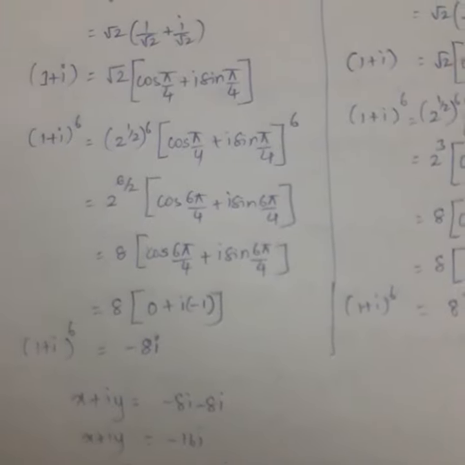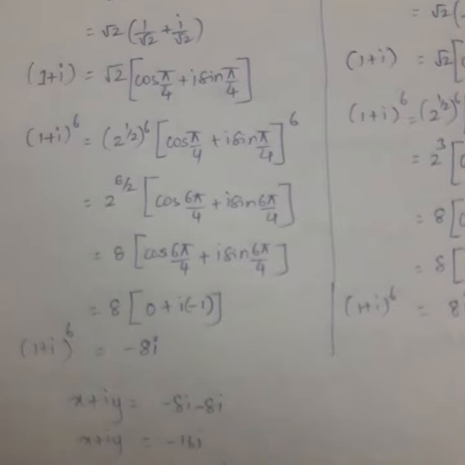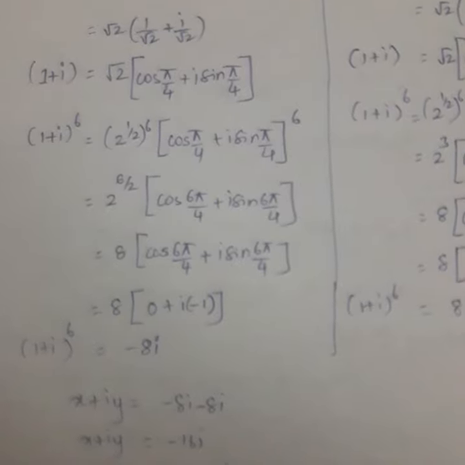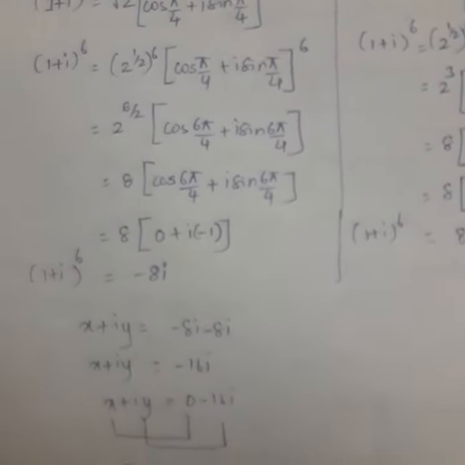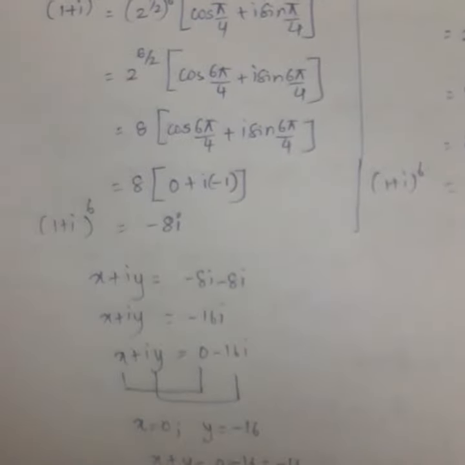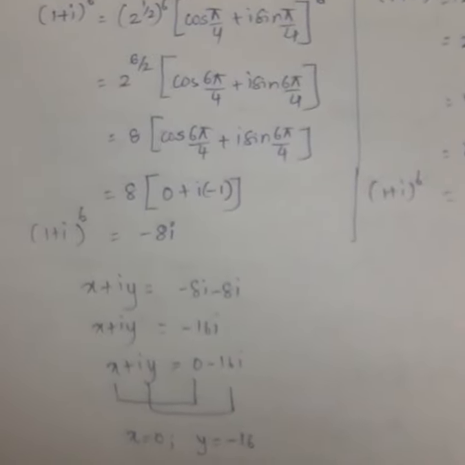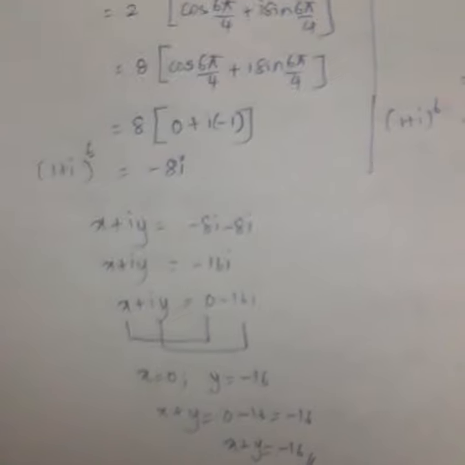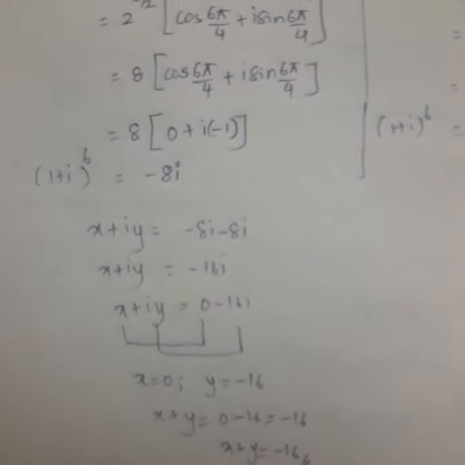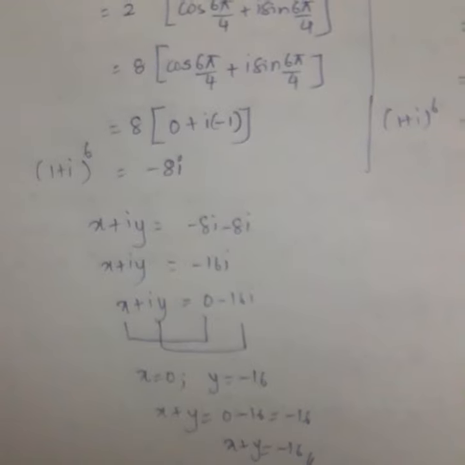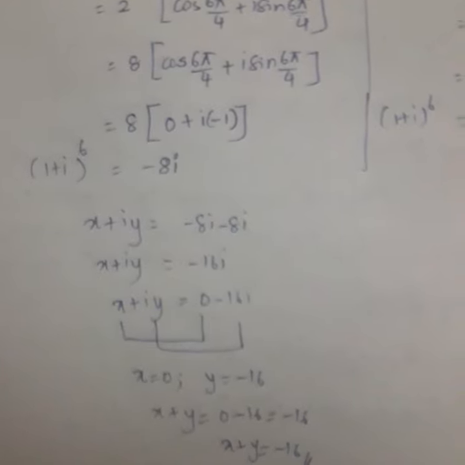What I am doing is comparing both the left hand side and the right hand side. Upon comparing, I am getting x value as 0 and y value as minus 16. So the answer is x plus y equal to 0 minus 16, that is nothing but minus 16. So option B will be the answer to this problem.